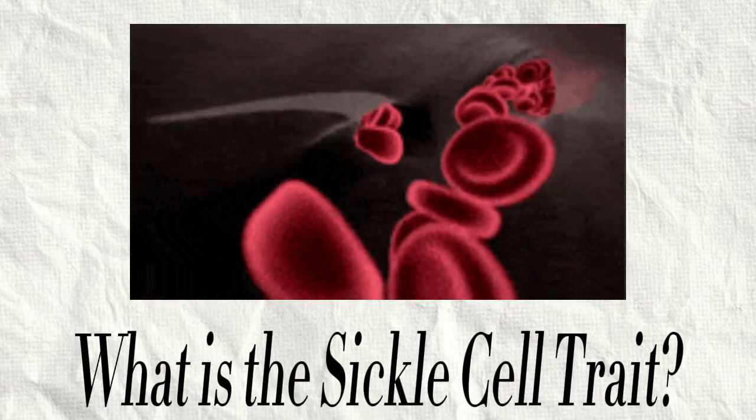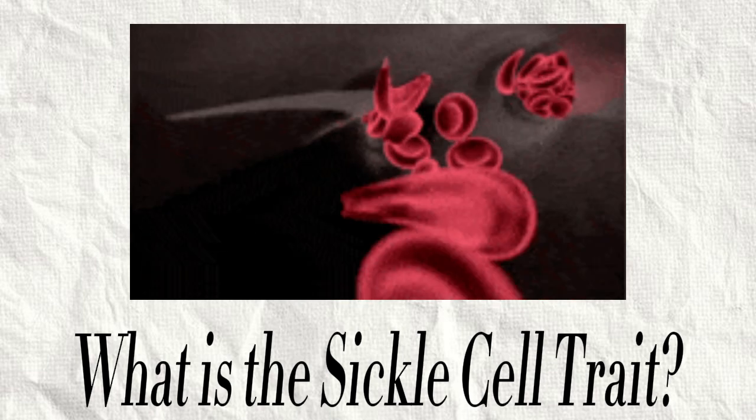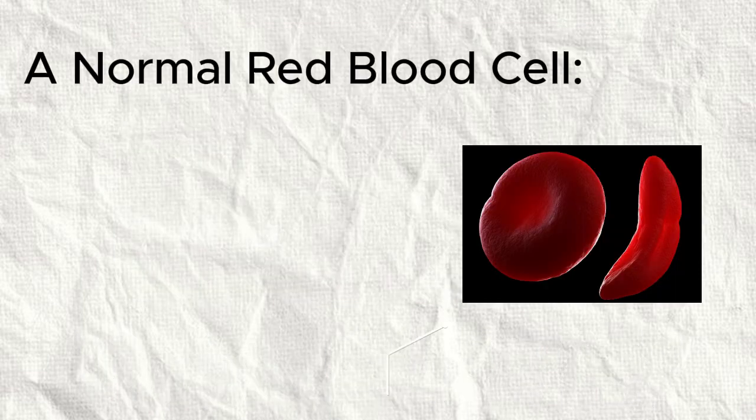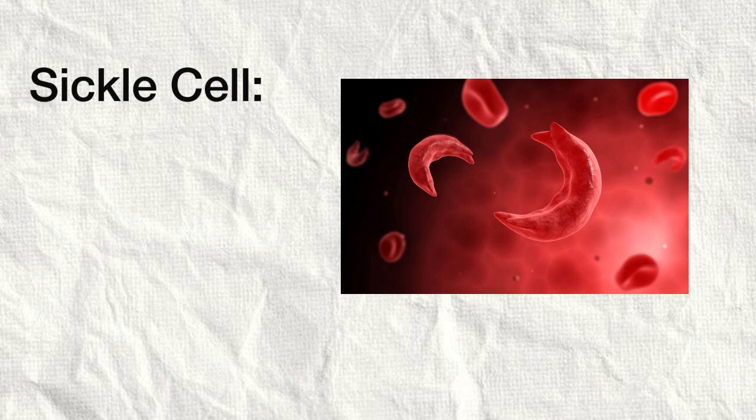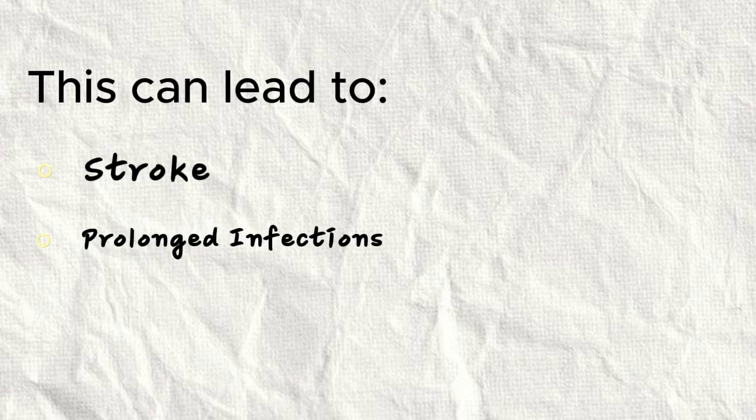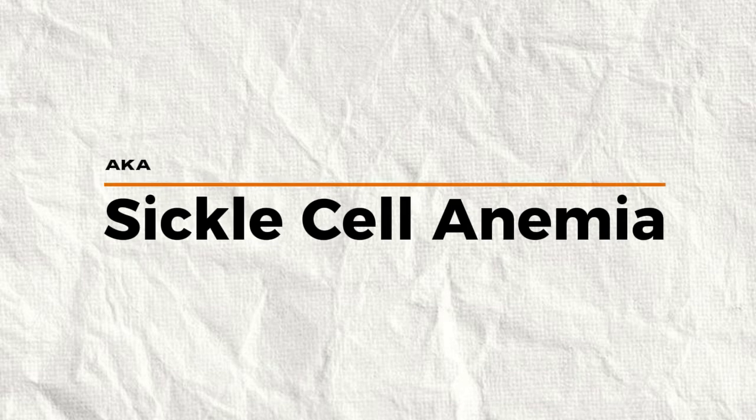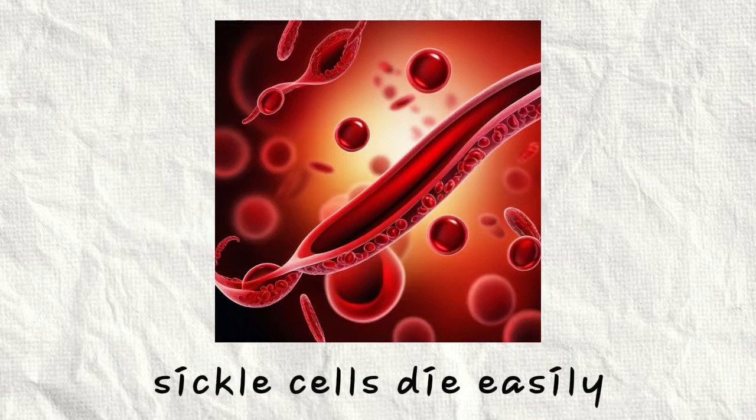So what exactly is the sickle cell trait? Well, a normal red blood cell inside you is round and flexible, easily moving through your body. In contrast, people with sickle cell disease have sickled blood cells, which are rigid from clumped up hemoglobin molecules. This can lead to problems such as stroke, prolonged infections, and pain crises. Yikes. Some people call the disease sickle cell anemia, as sickle cells die easily, leading to severe blood loss.